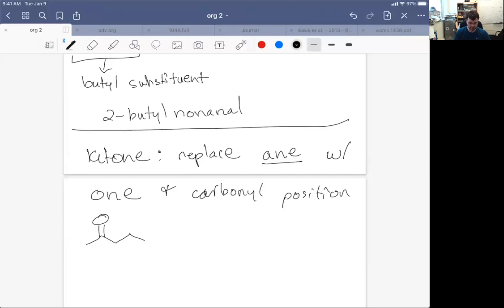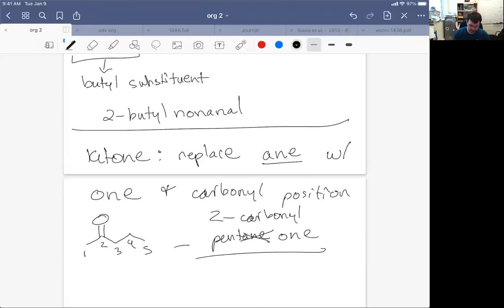All right, so in this case, we have a parent chain that's 1, 2, 3, 4, 5 carbons long. So this is a pentane carbon, but we're going to cross out the A and E and put own, and then we're going to put a 2 for the carbonyl position. Now, what does this look like when you merge this together? You have 2-pentanone. So that 2 is the carbonyl position.